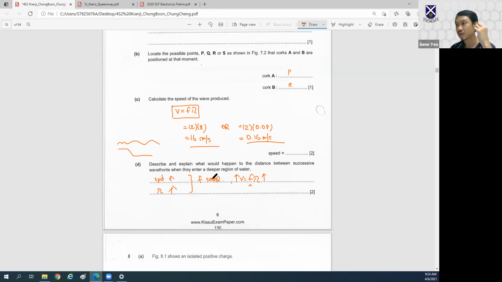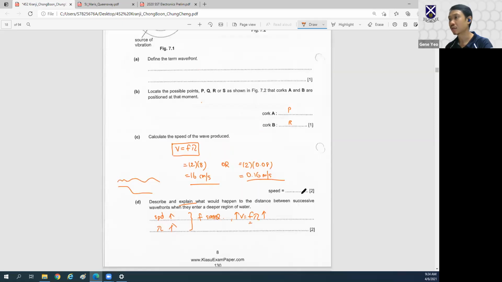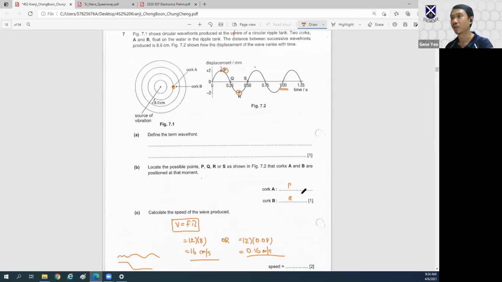State what's happening, and why. Because there's an explain. Use this formula to explain the why. All right. Any questions for question 7? Any problems?